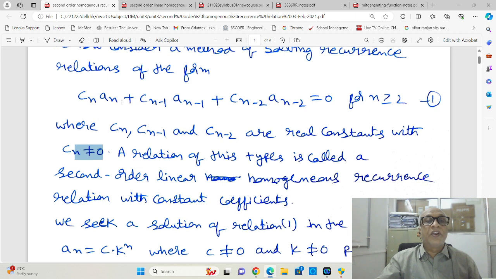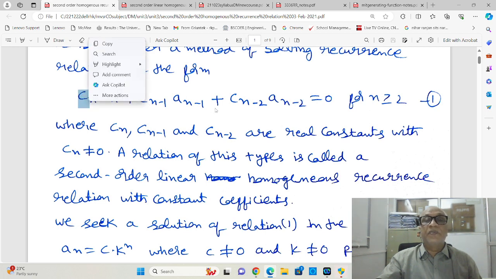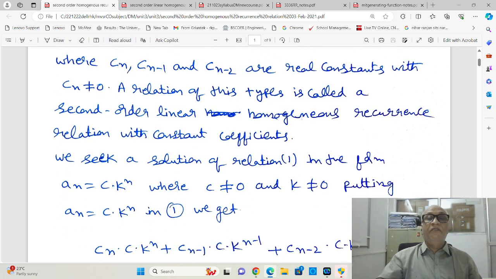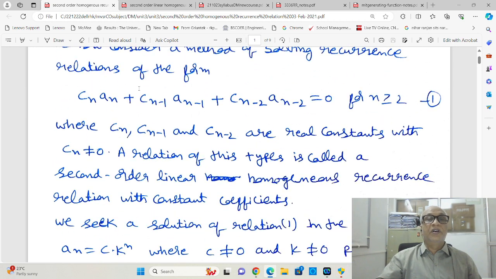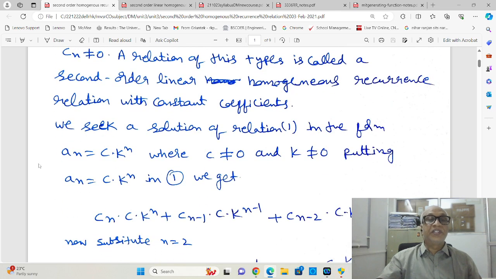Why second order? Because we reach up to n minus 2 here. And why constant coefficients? Because we have these constants Cn, Cn minus 1, Cn minus 2. We need a solution for this recurrence relation of this form. Okay. So the solution for this is an equal to c k to the power of n, where c is not equal to 0, k is not equal to 0. Now what we will be doing is putting the value of an, which is equal to c k^n, in 1.